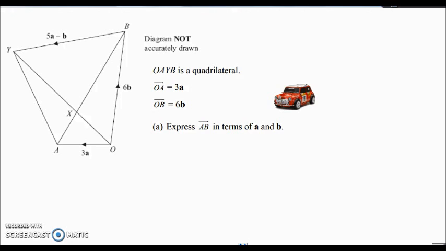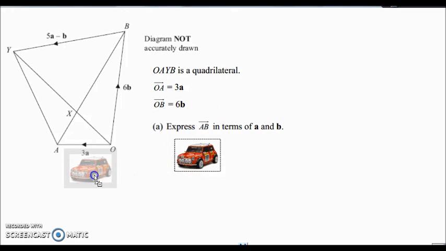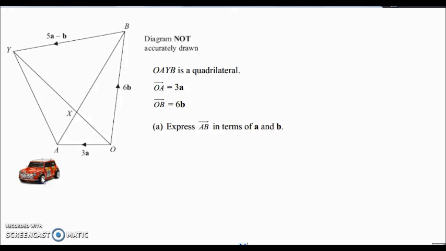Hopefully you've had a go at that. Let's get the car out and see what the instructions are. So, where are we going now? Well, instructions say, let's drive from A to town B. So here we go. I'm starting at A, and I'm going to drive to town B.